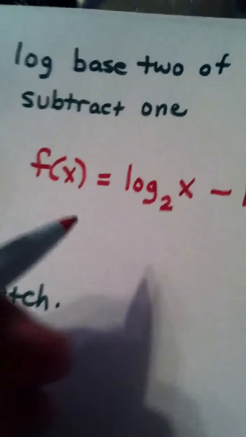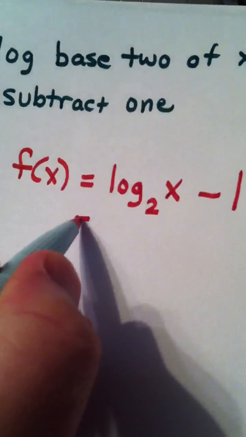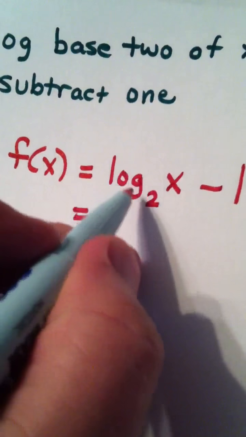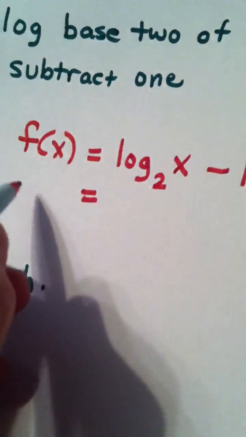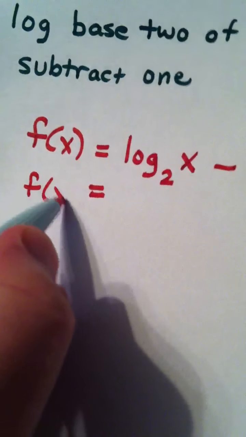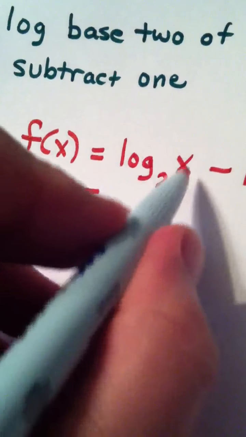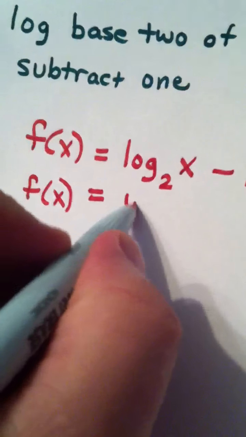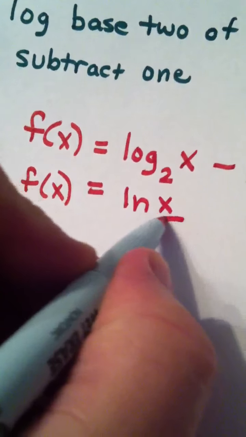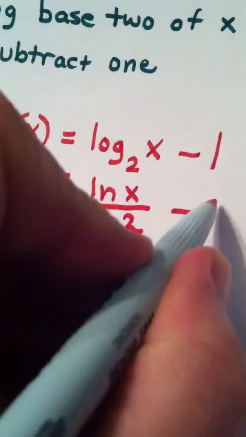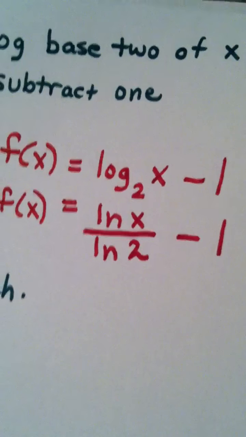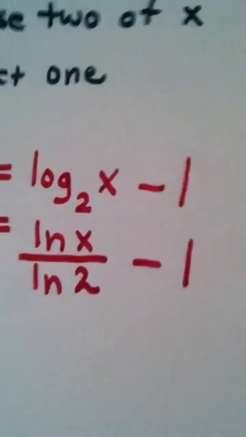However, before we sketch it, let's make an observation here. I can't put this in my calculator as log base 2 of x. So I'm going to use the change of base formula, and I'm going to convert this part into natural log of x divided by the natural log of 2, and then minus 1. So that's what we're going to type into the calculator.